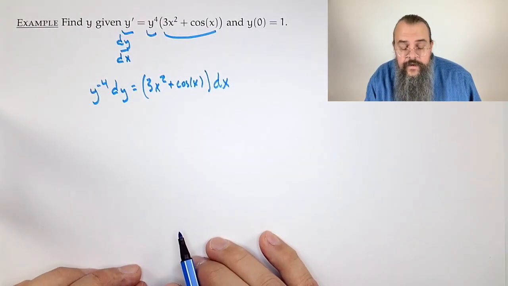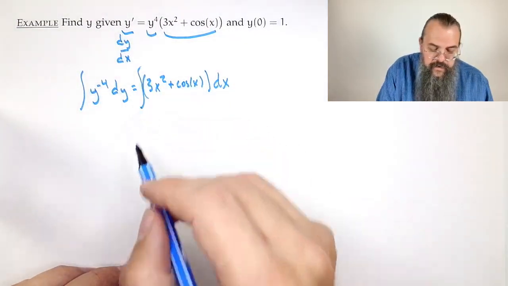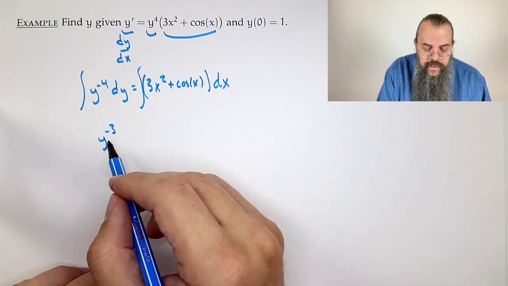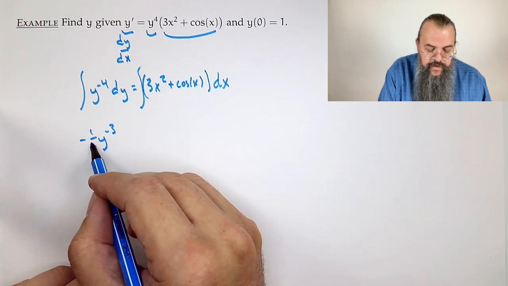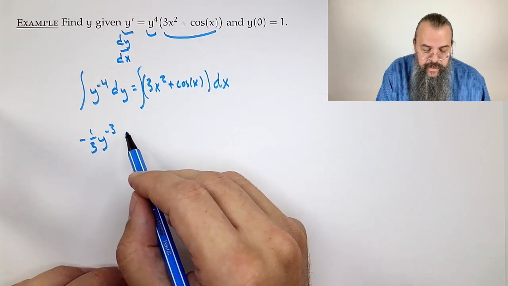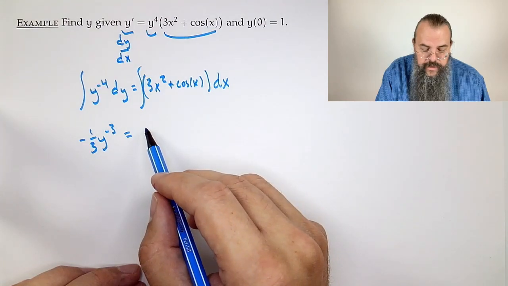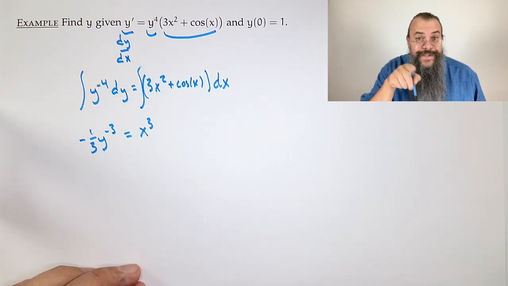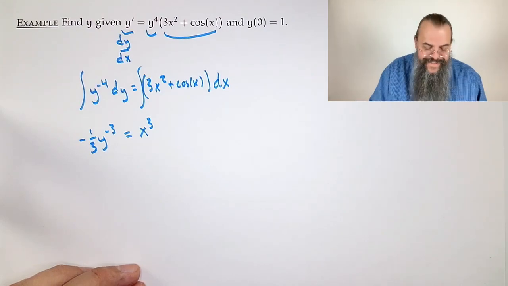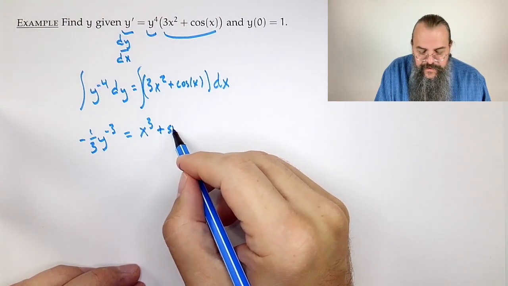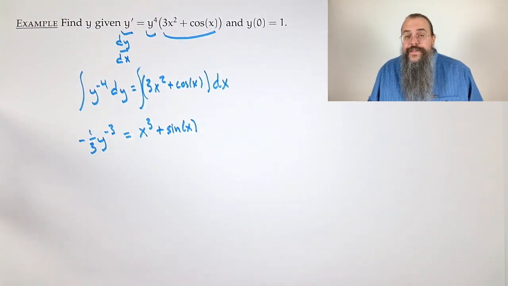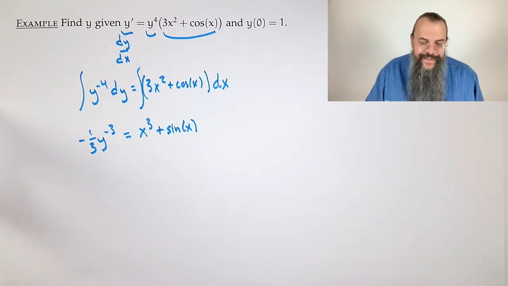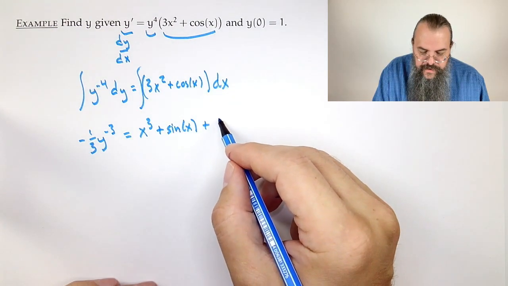All right, now integrate both sides. We've done our separation. Next comes our integration. Integral of y to the minus 4, well, that'll be y to the minus 3. Then divide by minus 3, which is the same as multiplying by minus 1/3. Equals, on this side, integral of 3x squared, x cubed. Integral of cosine, is it sine or is it negative sine? Yeah, it's positive sine. If you're never confident, just take a derivative: the derivative of sine is positive cosine. Yeah, it works. Okay, good. And then, of course, plus c.